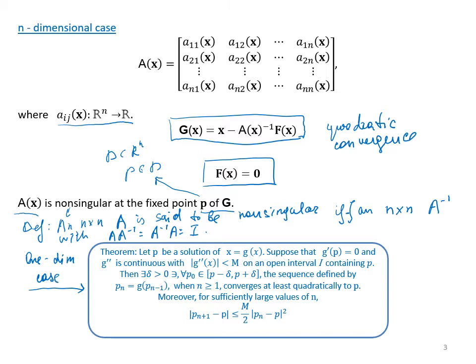Now let's recall the one-dimensional case again. We formulated the following theorem. Let P be a solution of the equation x equals g(x). Suppose that the first derivative of function g at P equals 0 and the second derivative of g is continuous and bounded by a certain constant capital M on an open interval I which contains P. Then there exists delta greater than 0 such that for any initial approximation P0 from the interval (P minus delta, P plus delta), the sequence defined by the recursive formula, when n is greater than or equal to 1, converges at least quadratically to P. Moreover, for sufficiently large values of n, the following inequality holds.